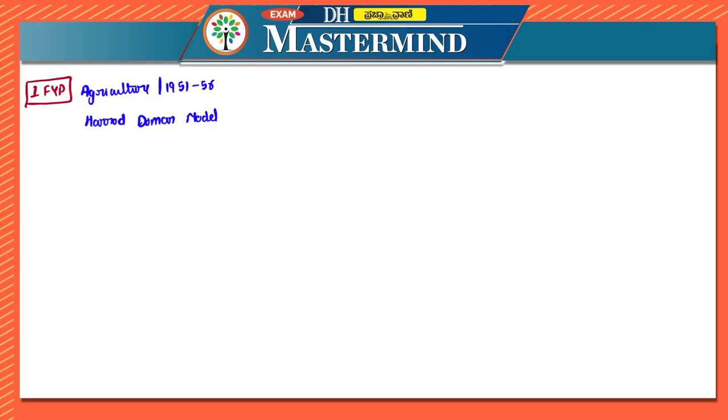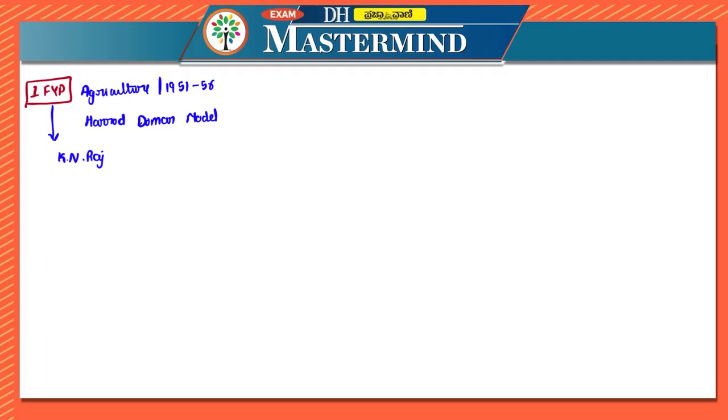And who is known as the architect of the first 5-year plan? It is K.N. Raj. K.N. Raj is the economist who is the architect of this first 5-year plan. The priority was agriculture. It was from 1951 to 56. It is based on the Harrod-Domar model.